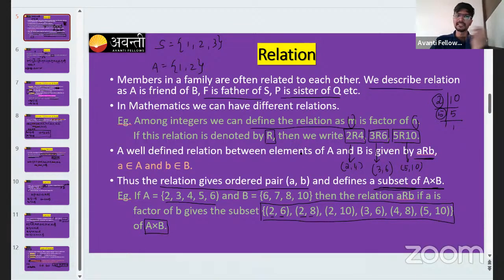And the technical definition says the relation is a subset of the Cartesian product. If a relation is defined from set A to set B, then that relation will always be a subset of the Cartesian product A cross B. Very good, very good.